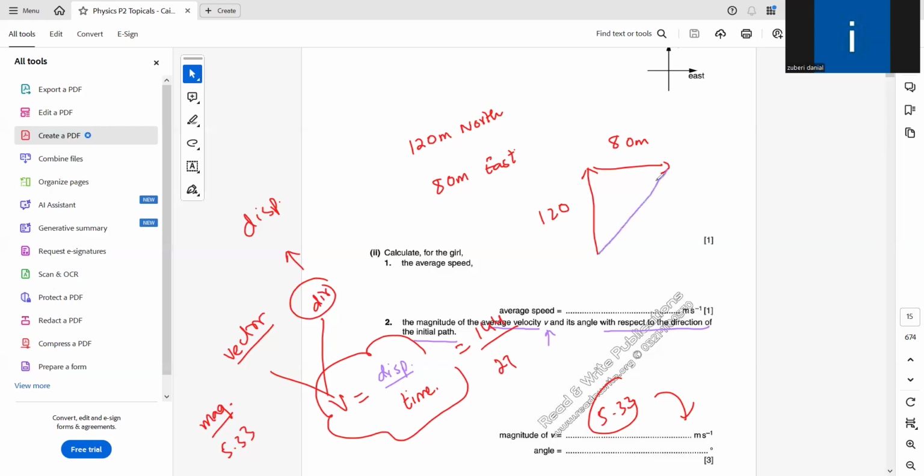So you use tan inverse of 80 over 120. Exactly. So you get 33.7 degrees. Exactly.